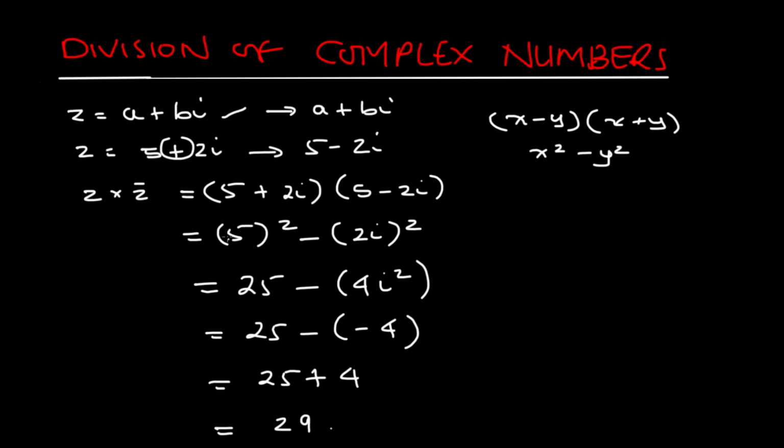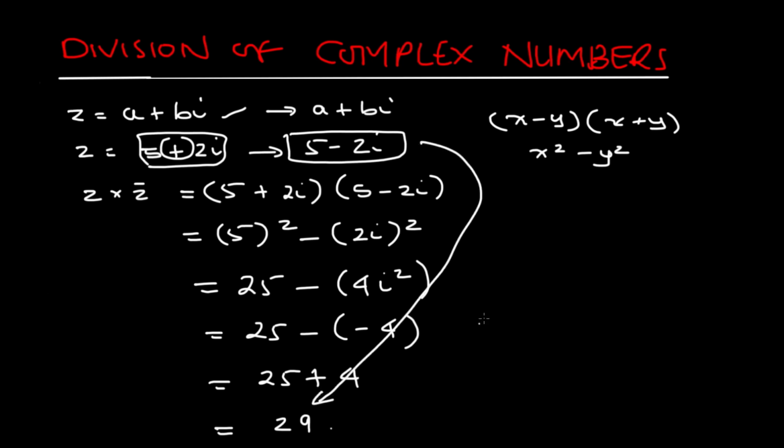So what does it mean? It means that we multiplied this complex number by its conjugate, and then it gave us what? It gave us a real number. So this is the basis that we use to rationalize the complex number.